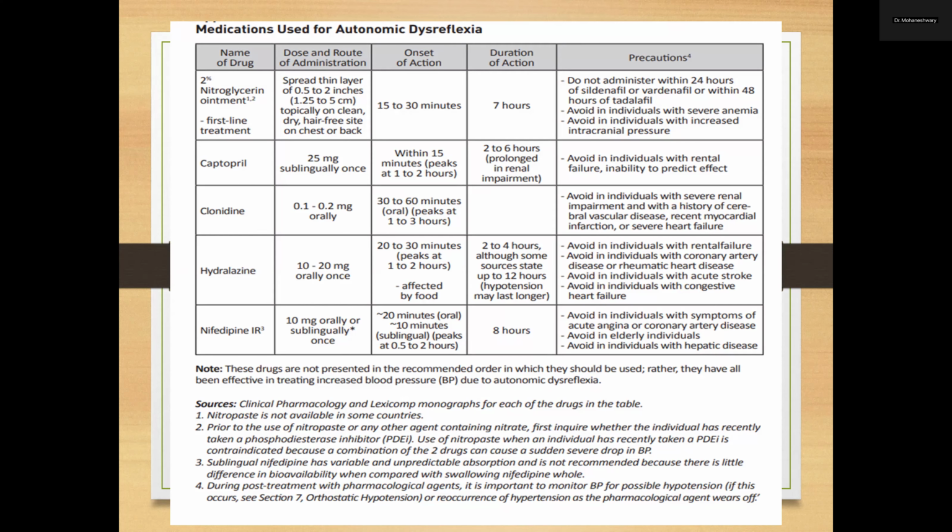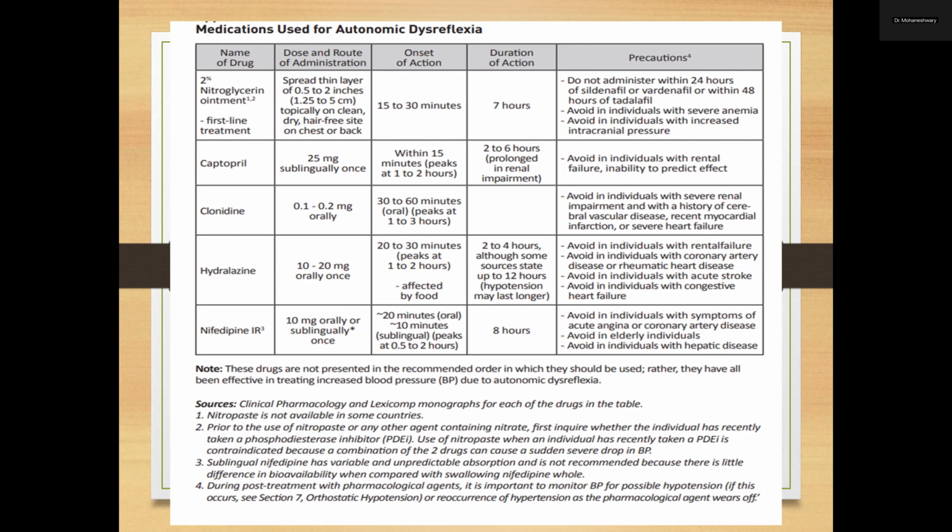Unfortunately in Malaysia, we don't have a GTN paste. We have a spray and sublingual tablets. So we just put it sublingually, or if you have a spray, you spray it, because the spray is even faster acting. The onset of action is about 15 to 30 minutes, and the total duration is 7 hours. But if the blood pressure drops and the patient is asymptomatic, you can ask them to spit the GTN out.